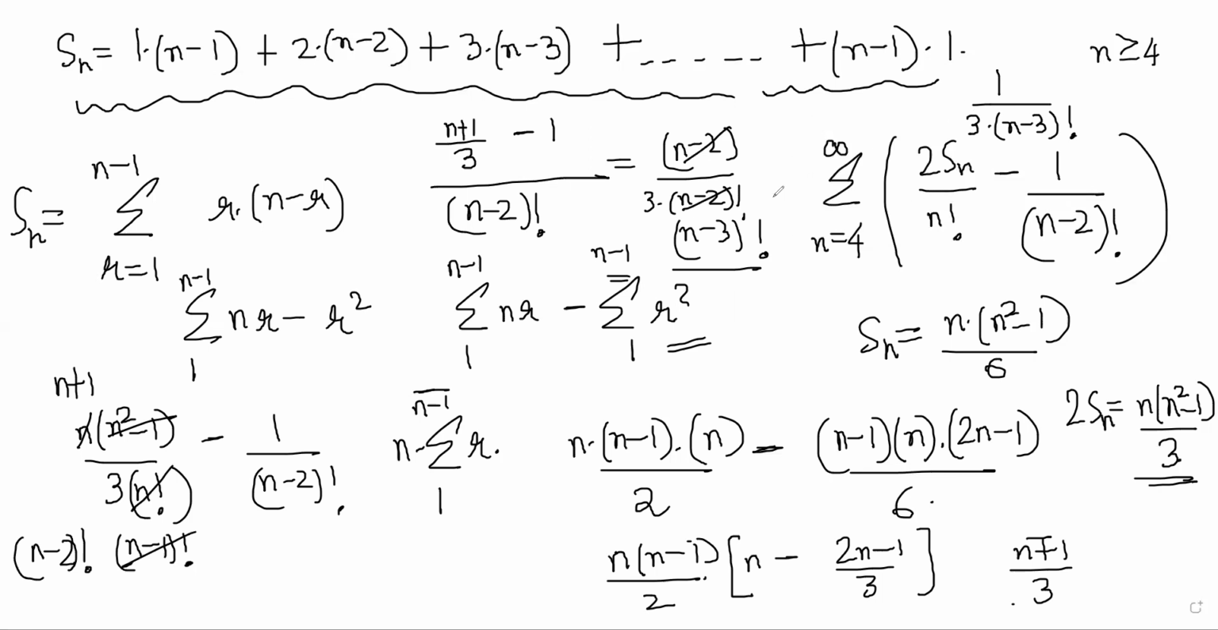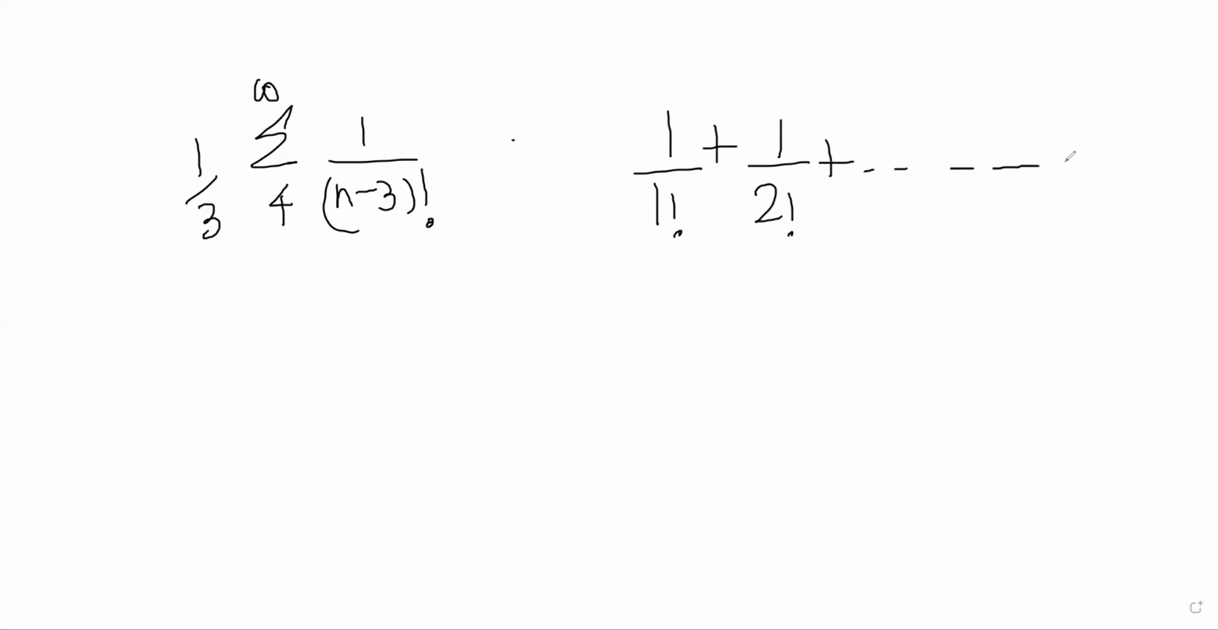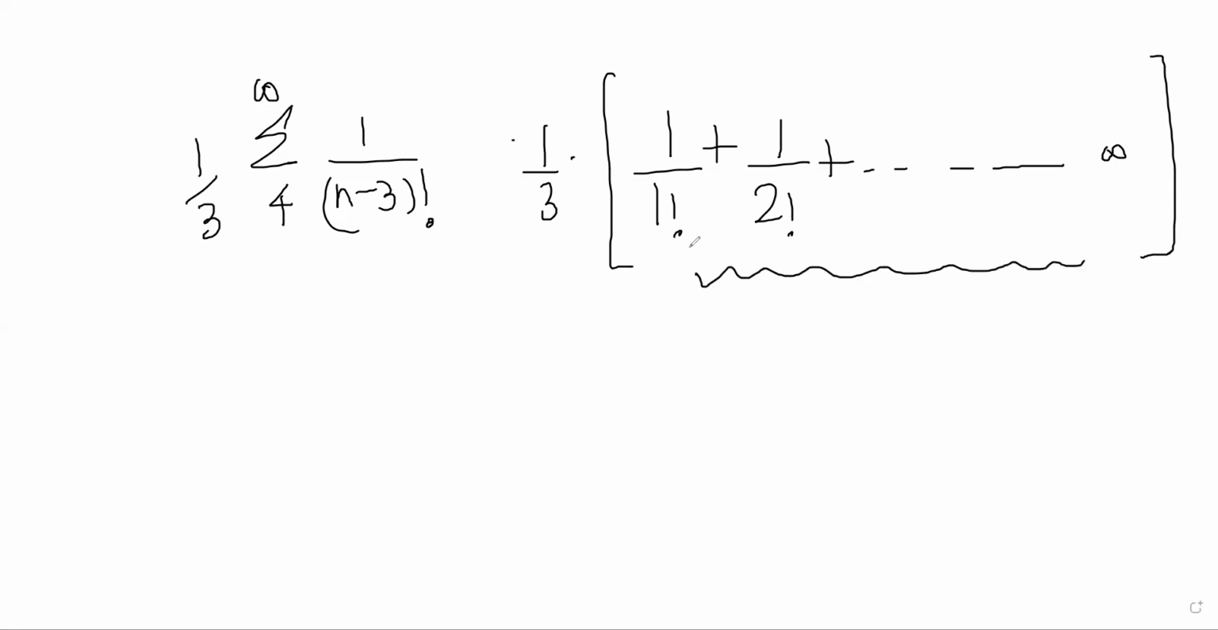And you have to do summation. 1 by 3 comes out. You have a summation from 4 to infinity of 1 by n minus 3 factorial. Right? So basically, when you start with 4, you get 1 by 1 factorial plus 1 by 2 factorial, and so on, so on. You have to do the infinite sum, and outside there is a 1 by 3. Correct? How do you do this infinite sum? What is this sum? Can you see that this sum is becoming this only? So that should be equal to 1, no, I think it is not equal to 1.